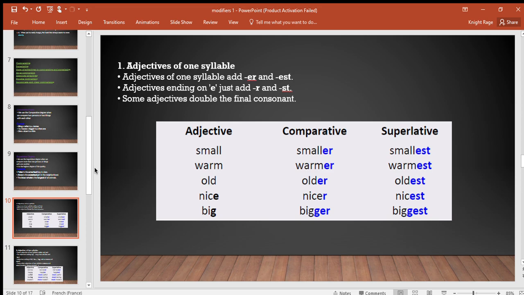Some adjectives double the final consonant. If the adjective is formed by consonant plus vowel plus consonant, the last consonant should be doubled. For example, small, smaller, smallest; warm, warmer, warmest; old, older, oldest; nice, nicer, nicest; big, bigger. You see, we doubled the g because we have the form that I told you about: consonant, vowel, consonant. And biggest.